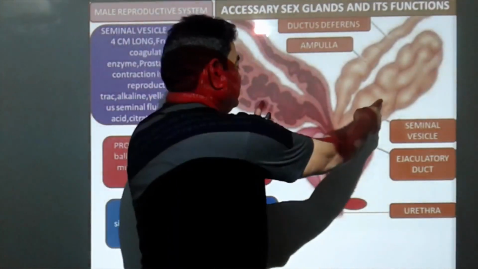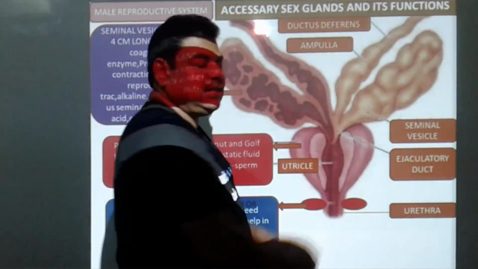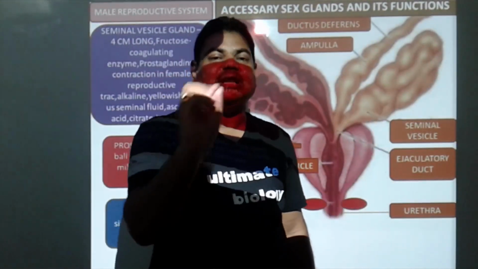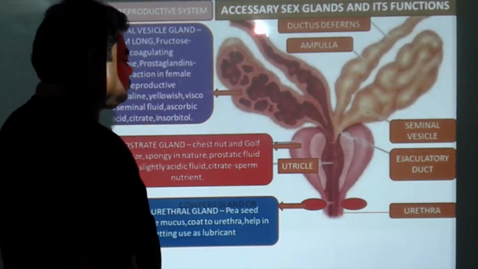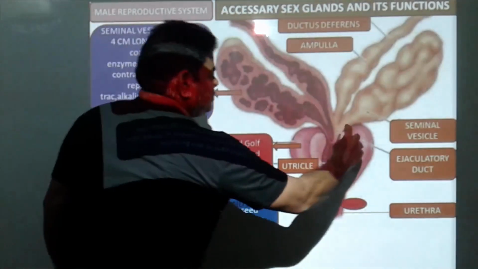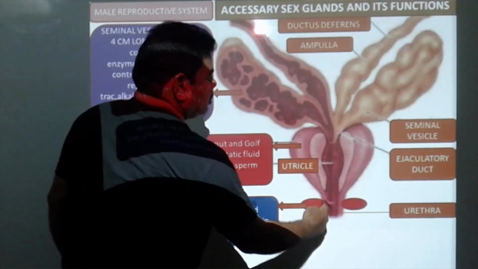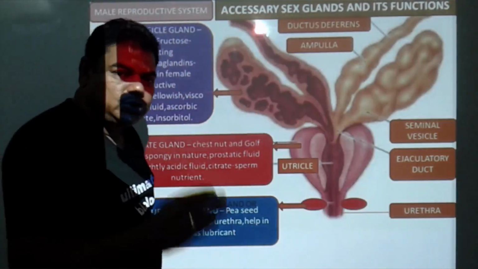From the ejaculatory duct, it comes into the common passage. That passage we call the urethra. This portion, what do we call it? That is the urethra. Now the second gland associated with the male reproductive system.